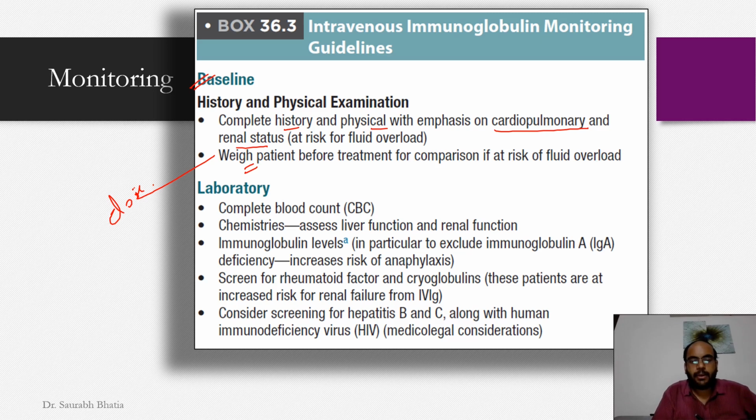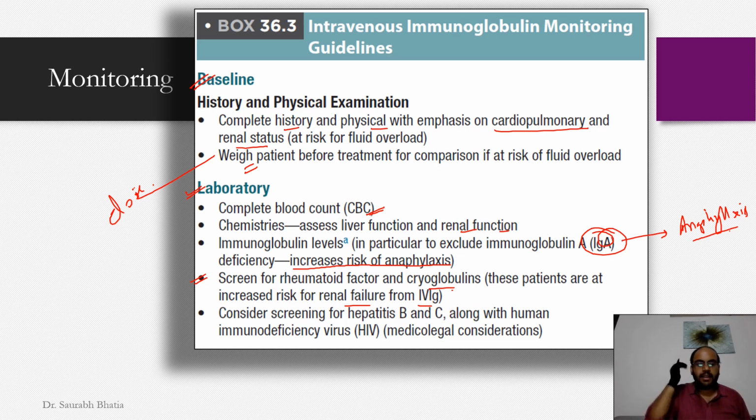Okay. Now, in laboratory investigation, you have to take care of CBC, LFT, KFT, immunoglobulin levels, particularly IgA. Remember, if the patient is deficient, you can land up in anaphylaxis. Okay, so here it is. Yeah, increases risk of anaphylaxis. Screen for rheumatoid factors and cryoglobulins because they have increased chance of renal failure. Remember that I've told you that if IVIg has more cryoglobulins, the chance of renal failure increases. And screen for hepatitis B and C.